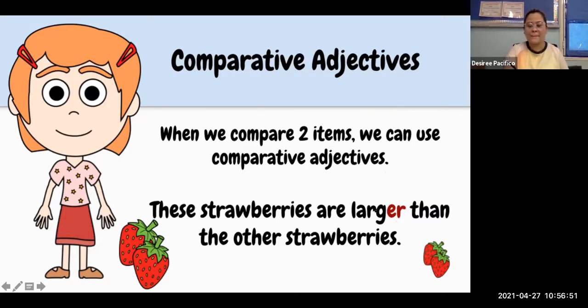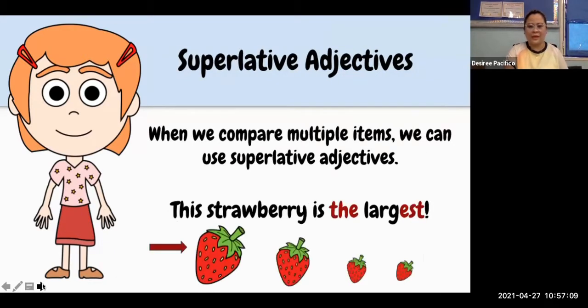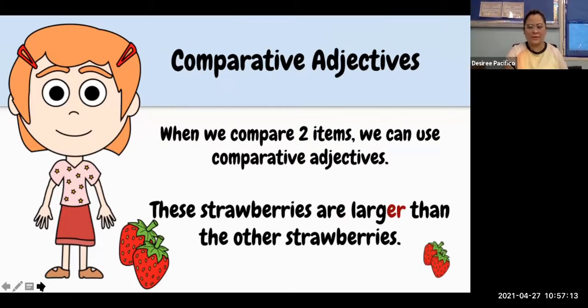Actually, the main adjective is large, and we just add ER because we use the comparative adjectives. We are comparing these strawberries. Okay? And we are comparing only two strawberries. Not many, but only two items.